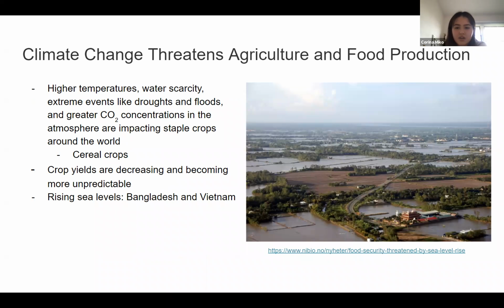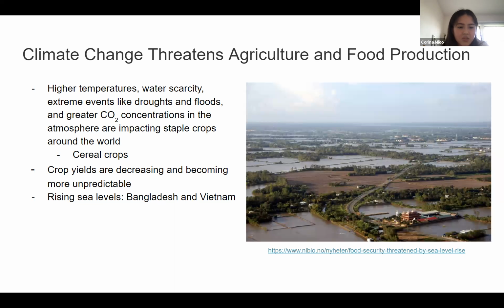Climate change threatens agriculture and food production. Aspects of climate change, including higher temperatures, water scarcity, extreme weather events like droughts and floods, and greater CO2 concentrations in the atmosphere, are all impacting staple crops around the world, more specifically cereal crops, including wheat, corn, and rice. Crop yields are decreasing, as mentioned earlier, and becoming more unpredictable.